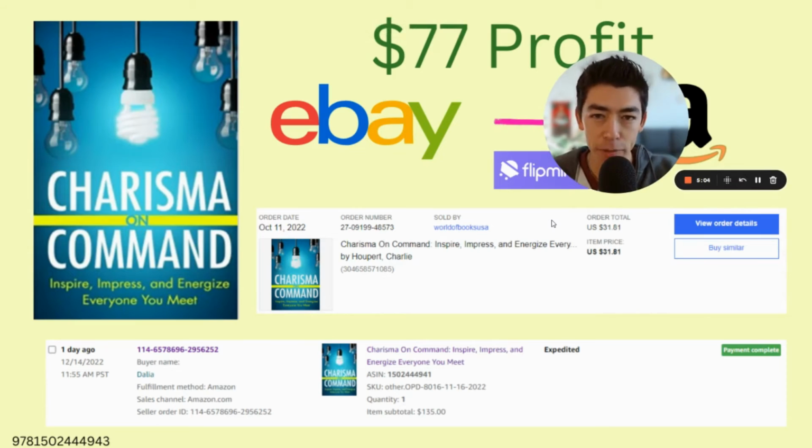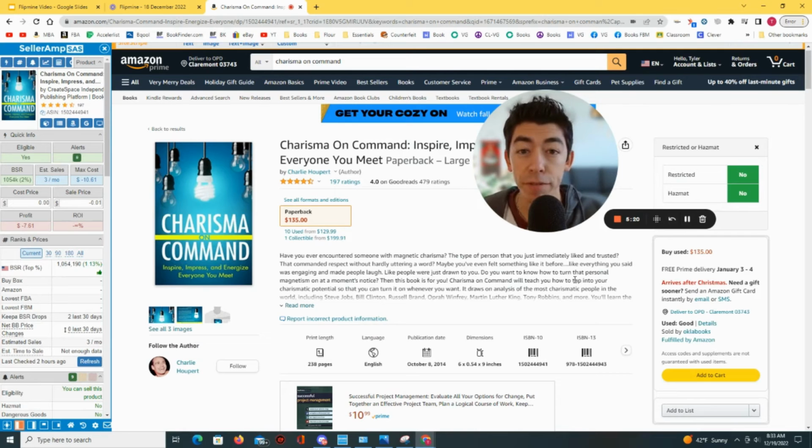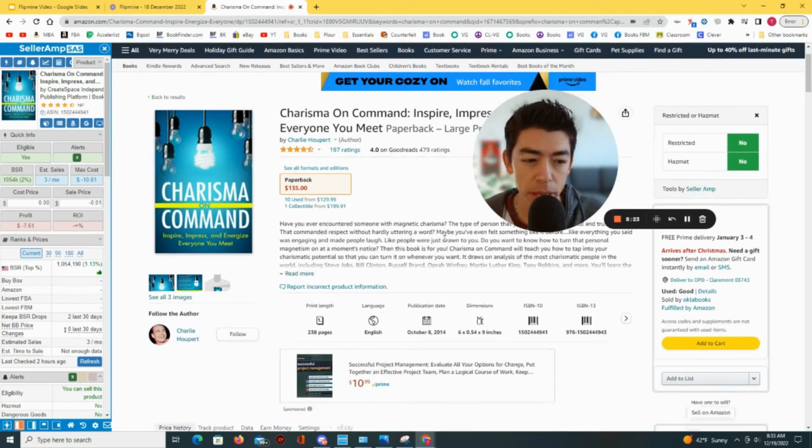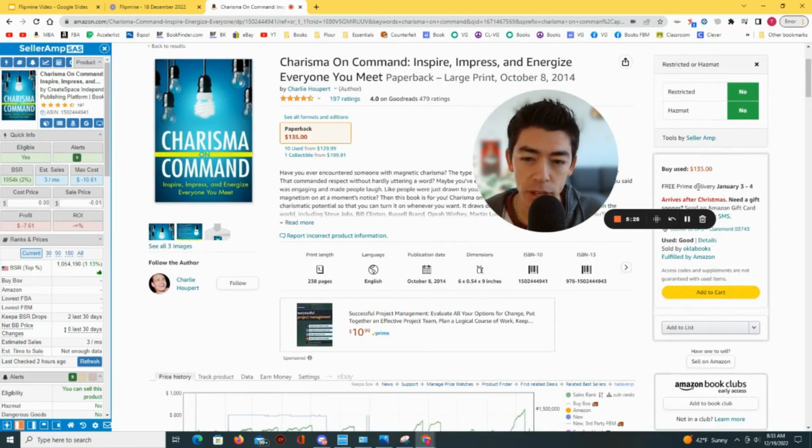So to illustrate that point, here's another book called Charisma on Command. I bought this on October 11th for $31.81 on eBay, and you can see that it sold for a total of $135. So let's jump into the Keepa graph and see why I bought this. The first thing you'll notice on the product listing page is that the buy box price is $135. The lowest used offer right now is actually $129.99.